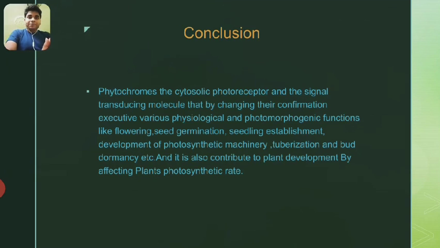So the conclusion is that phytochrome, the cytosolic photoreceptor and signal transducing molecule, by changing its conformation executes various physiological and photomorphogenic functions like flowering, seed germination, seedling establishment, development of photosynthetic machinery, tuberization and bud dormancy, etc. And it also contributes to plant development by affecting plants' photosynthetic rate. So, phytochrome is a very important factor of plants.